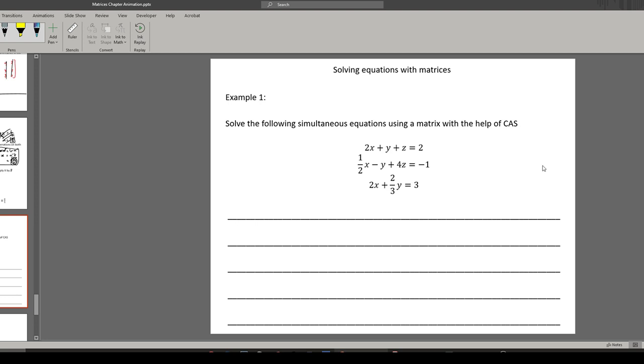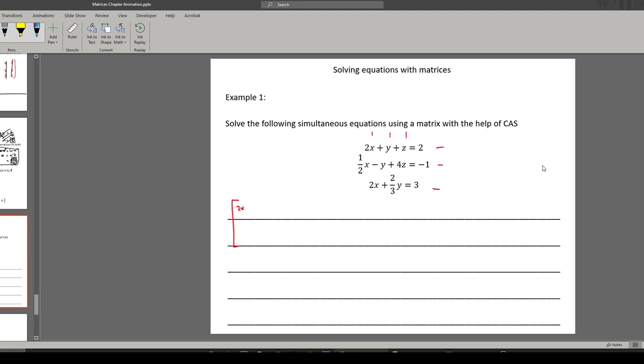This one, I have 3 equations and I have 3 variables, so I can have a go at this. If I have more variables than equations, then we can't do it. We run into problems. So let's have a go. Let's build our matrices first.